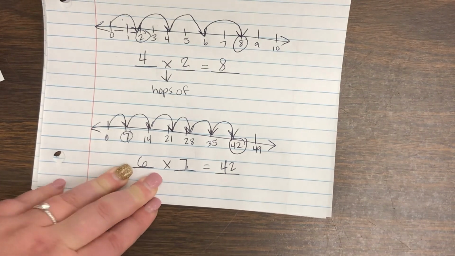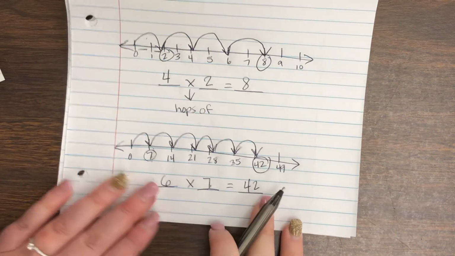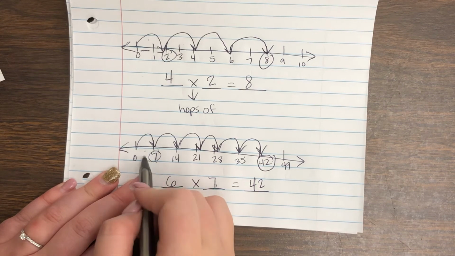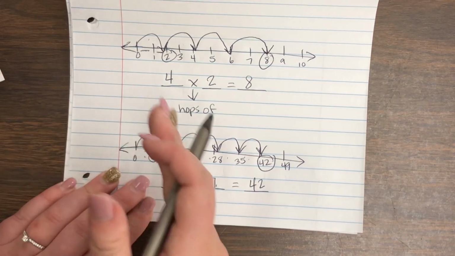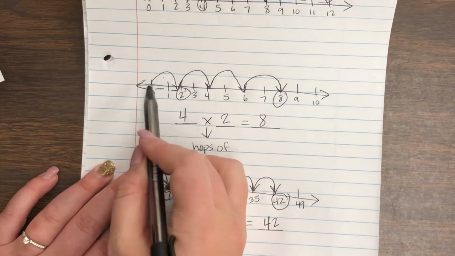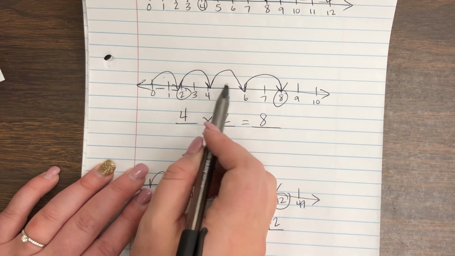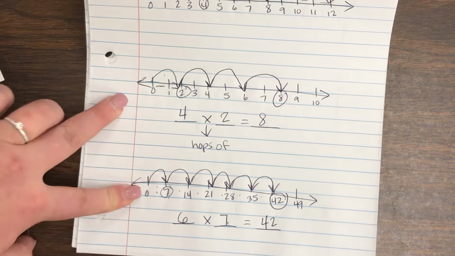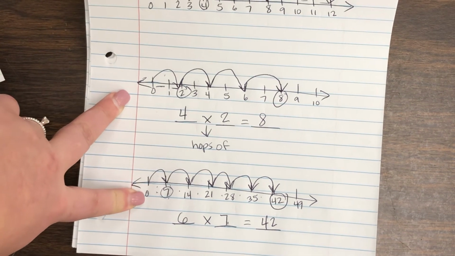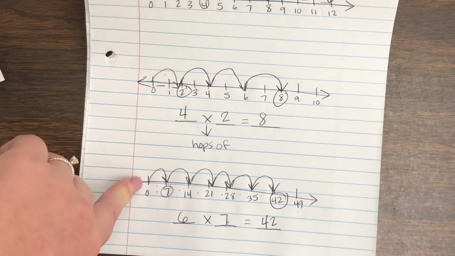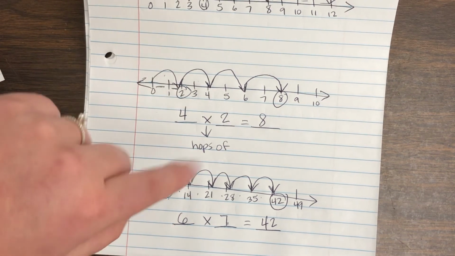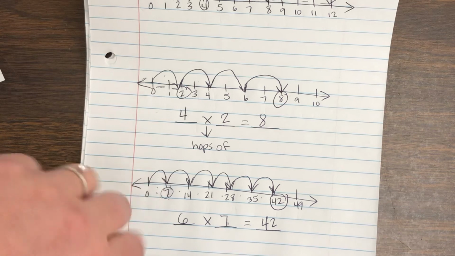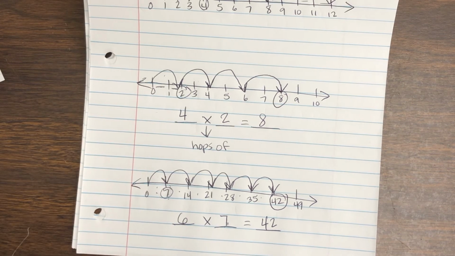Also, if you wanted to know the repeated addition of these hops, you were just adding 7 plus 7 plus 7 plus 7 plus 7 plus 7 because there are 7 in each hop. Up here, there are 2 in each hop. 2 plus 2 plus 2 plus 2. Okay? So even though these number lines look different, the way you find the multiplication problem is the same. The number of hops is your first factor. What you're skip counting by is the second factor, and whatever number it lands on is your product.